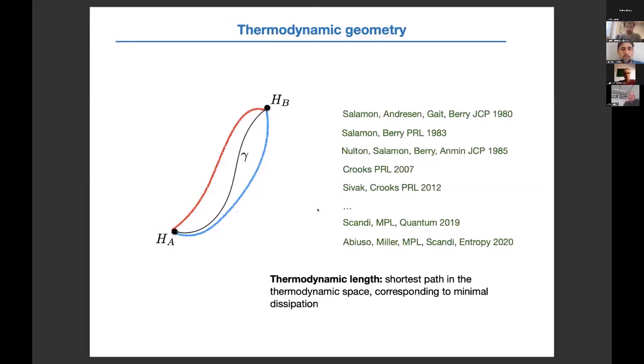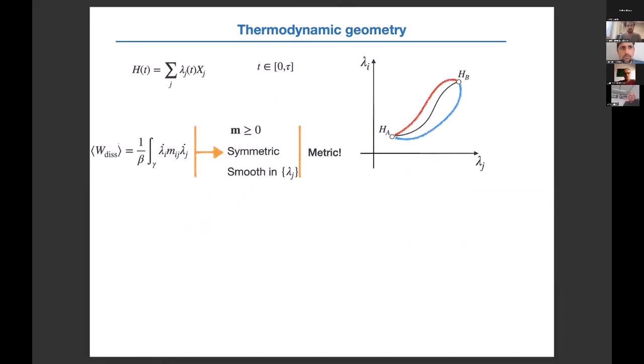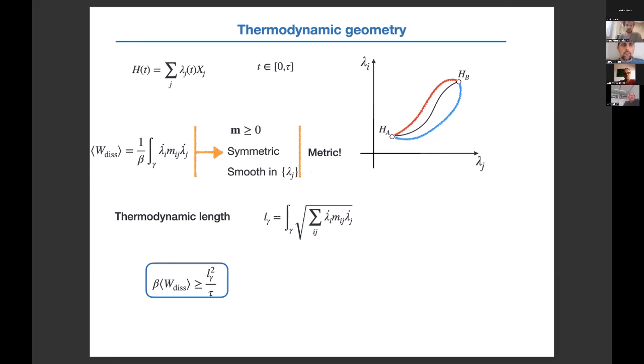Okay, and in general, when you have this quadratic form, you have a very nice way of minimizing and optimizing these processes in the framework of thermodynamic geometry. And this goes back to seminal works in the 80s, and also Crooks and Sivak. They also extended this to stochastic thermodynamics, and more recently we've been looking at the quantum regime. So let me say a few words about this. The idea is that because you can express the dissipation as a quadratic form, and this matrix is positive definite because of the second law, this defines a metric in the parameter space of thermodynamic protocols. And then, given that you have a metric, you can also define a length.